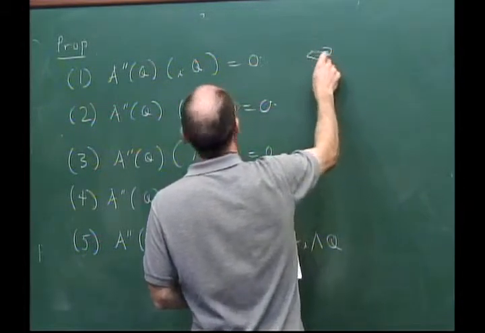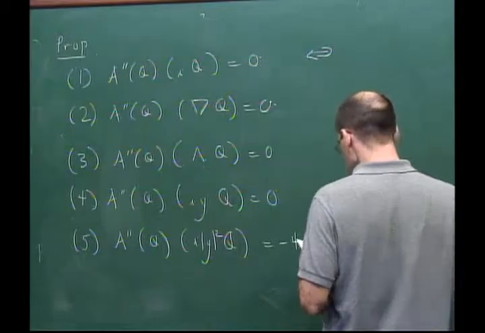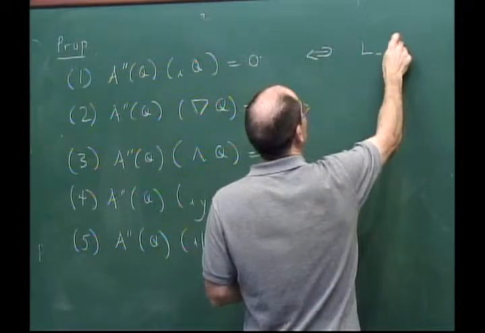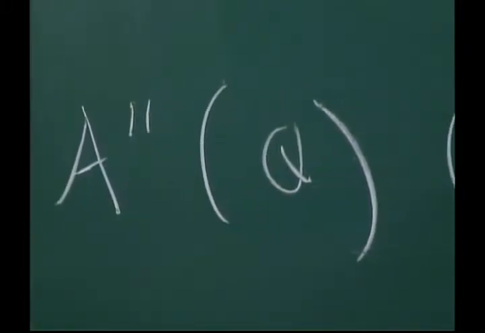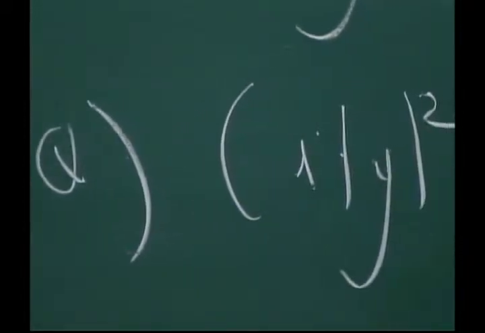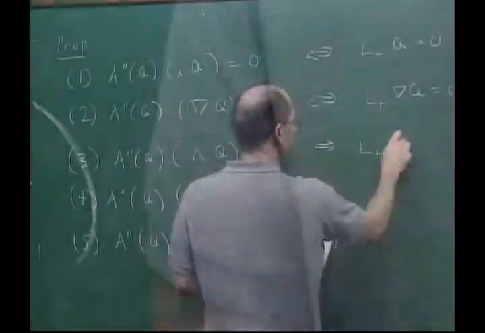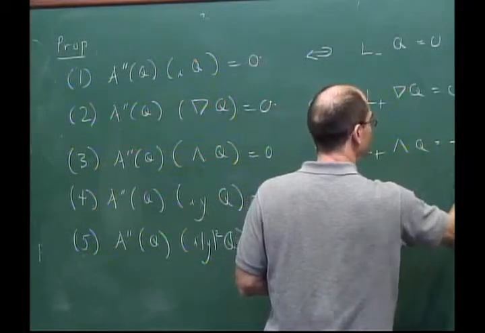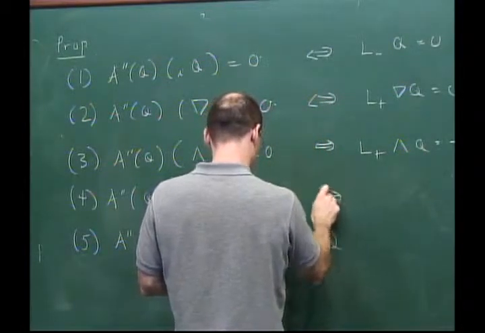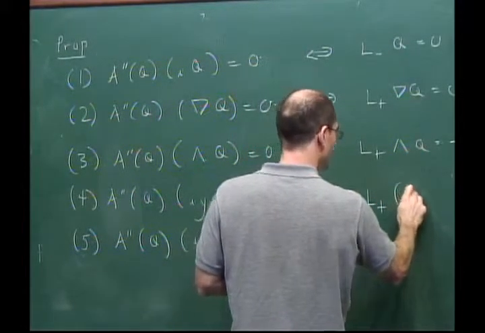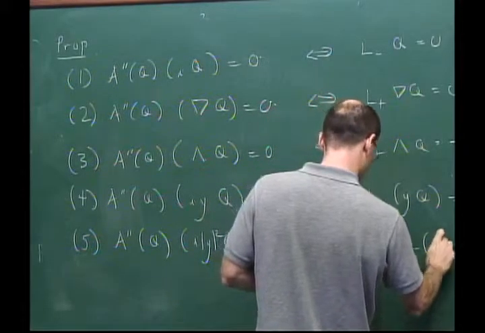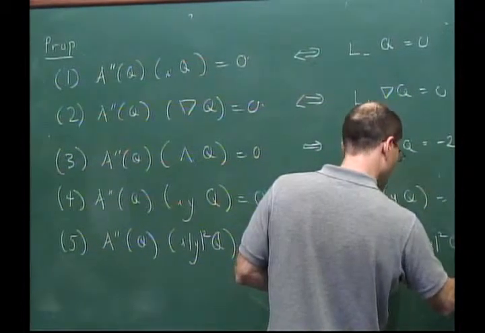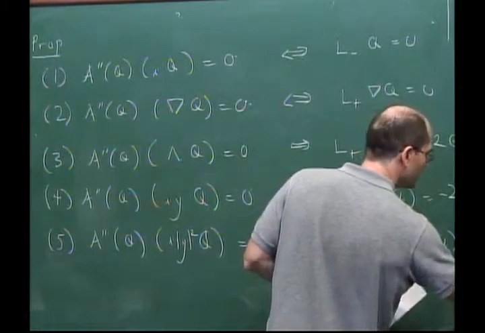Right, so these are all equivalently phrased as mapping properties of L plus and L minus. This is saying, for example, that L minus of Q is equal to 0. This is saying that L plus of gradient of Q is 0. This is saying L plus of lambda Q is minus 2Q. And this is L plus of yQ is minus 2 gradient of Q. L minus of y squared Q is minus 4 lambda Q.